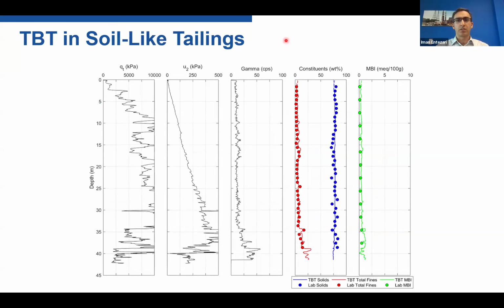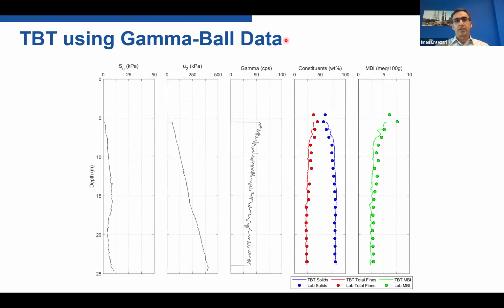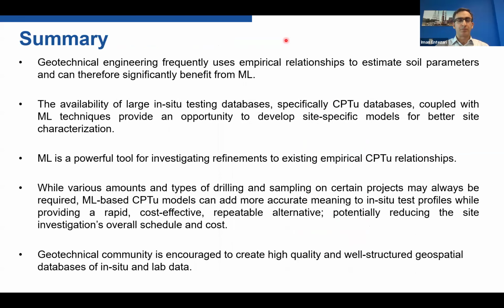This one is in soil-like material with high solids, low fines. This one is a layered deposit. One of the advantages of this type of work is that when we do sampling, we may miss those thin layers, but with a continuous profile like what we get from TBT, we can have a better resolution. And then this is an example with gamma ball data. As I said, the model works on both gamma ball and gamma CPT data.